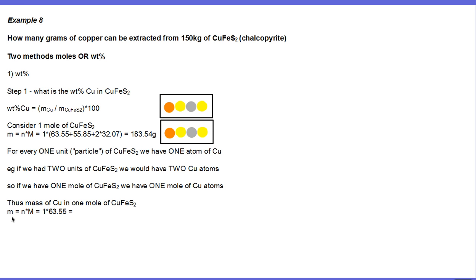And therefore the mass of the copper is going to be moles times molar mass, which is 1 mole of copper times the molar mass of copper. That tells me that in this 1 mole of chalcopyrite, which weighs 183.54 grams, I have 1 mole of copper, which weighs 63.55 grams. So now I can calculate the weight percent copper, which is just the mass of copper divided by the total mass of the mineral, times 100, and it tells me that the copper in this particular sample is 34.62 weight percent copper.